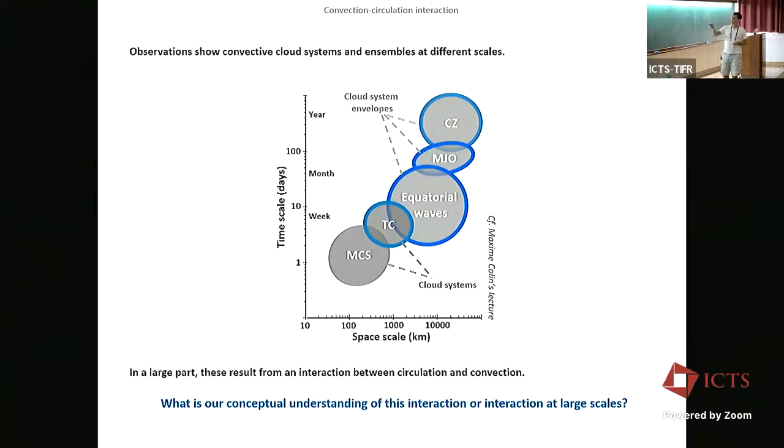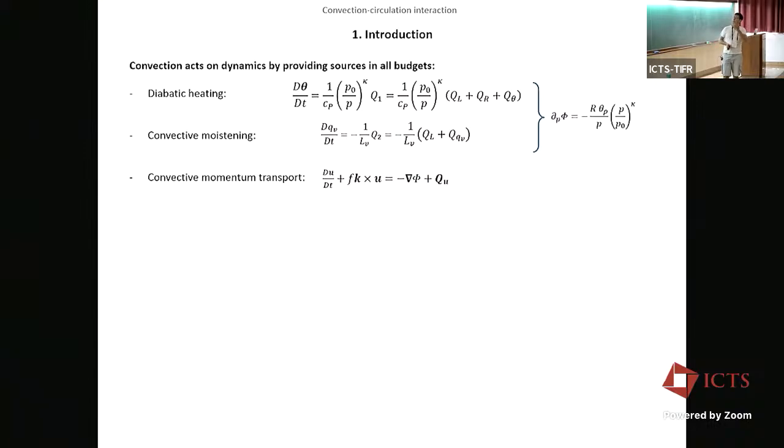And all those modes of organization that you've seen already, you've seen this type of diagrams before in Maxime's talk and Professor Srinivasan's talk as well. So you have those large systems that result largely, or at least in part, from the interaction between convection and circulation. And so the question is, what is our conceptual understanding of this interaction that we can apply across scales to these phenomena?